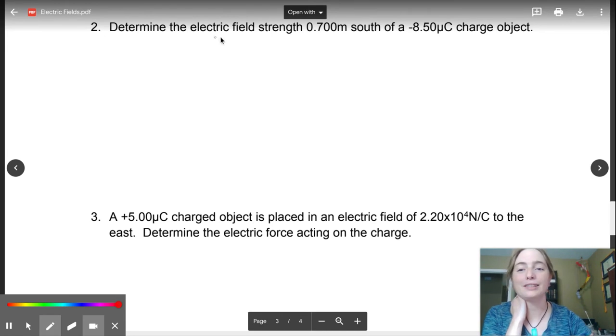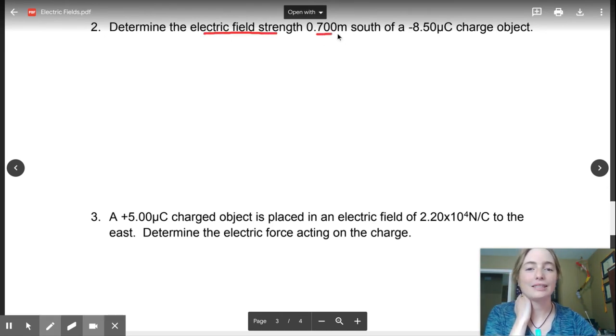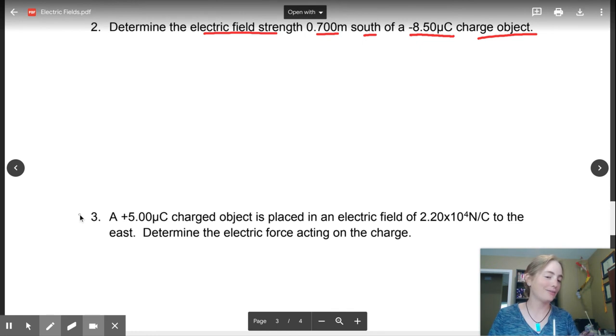All right, determine the electric field strength 7 meters south of a negative 8.50 microcoulomb charged object. Okay, so ladies and gentlemen, this sounds kind of weird. It sounds awkward. We're south of a negative 8.5 microcoulomb object. Draw it. Trust me. Draw this. So here is your object. It has a negative charge.